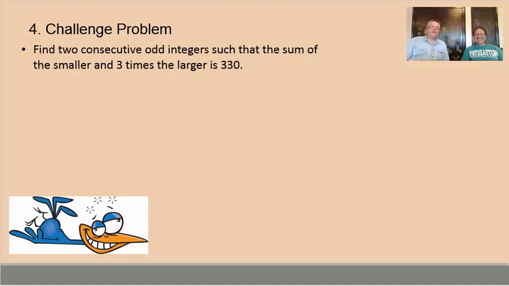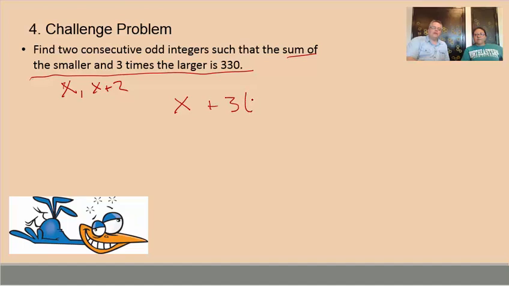So the thing that's different about this one is the relationship between the numbers. There are two consecutive odd integers, so we're going to start with x and x plus 2. That's how we represent them. Now, such that the sum of the smaller and 3 times the larger is 330. So the sum means we're going to add the smaller, that's just x, and 3 times the larger. Well, the larger is x plus 2, and we need parentheses because we're multiplying all of that by 3. So the smaller one plus 3 times the larger equals 330.